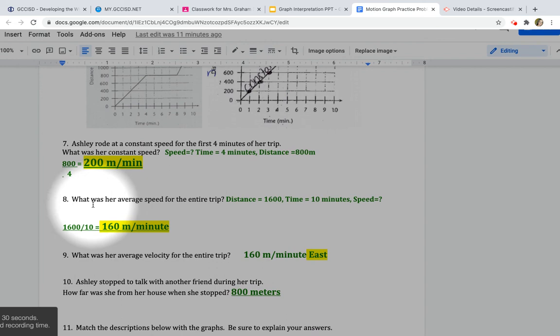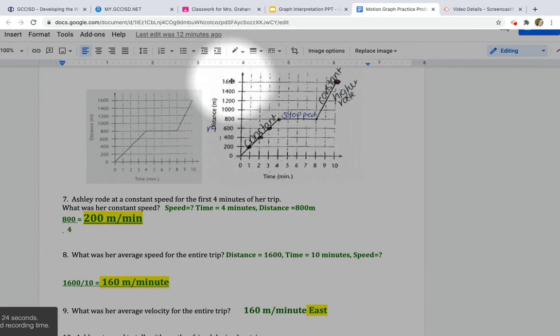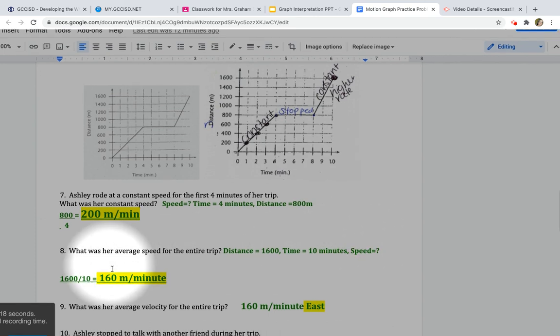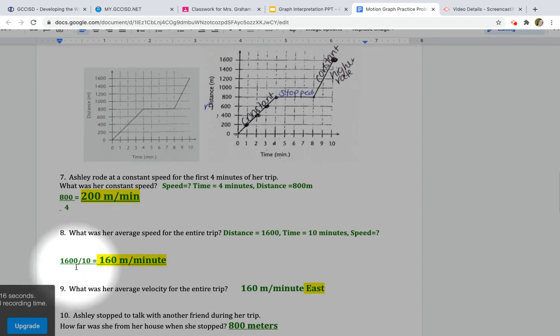Number 8, what was her average speed for the entire trip? Distance equals 1600. You can see our distance up here, 1600. We have our time of 10 minutes right here. We're looking for that speed. So once again, 1600, we have our distance, divided by that time, 10, equals 160 meters per minute. You have to use these STD triangles, guys.